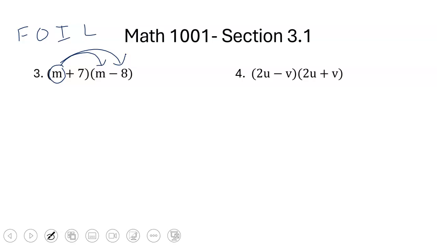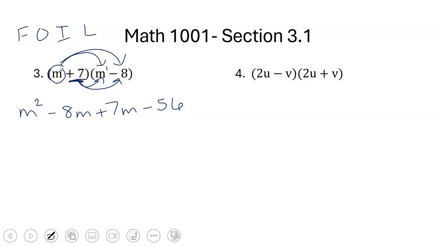All right, so when you multiply, we're adding exponents. So these are like terms. So I have m. Well, how many m's do I have? I have 1 plus 1, 2. Now multiply the m with the negative 8. M times negative 8 is negative 8m. Then take the second term and multiply it into the second parentheses. So 7 times m is plus 7m. And then 7 times 8 is negative 56.